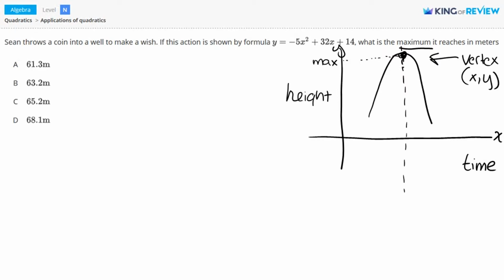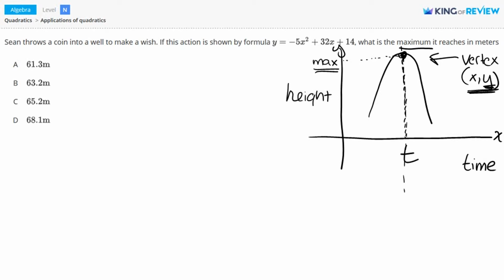And what about the x-coordinate of the vertex? The x-coordinate of the vertex represents the time at which the coin reaches its maximum height. So if we can find the coordinates for the vertex, specifically the y-coordinate, then we can find the maximum height that the coin reaches. How do we do this?